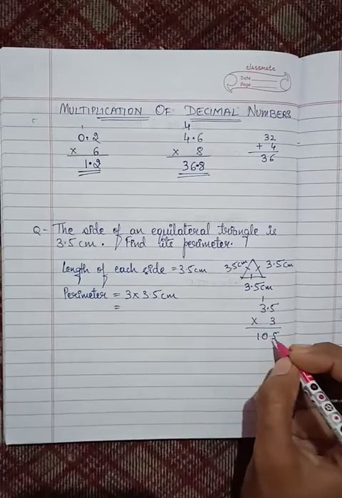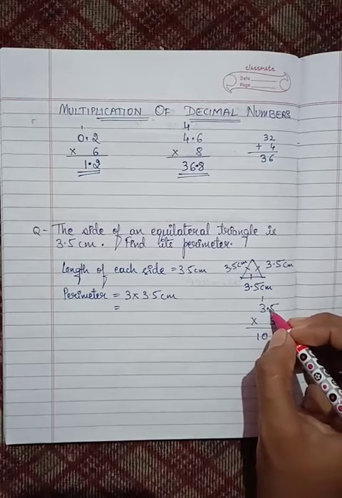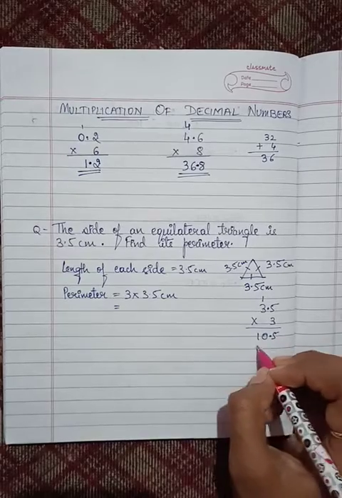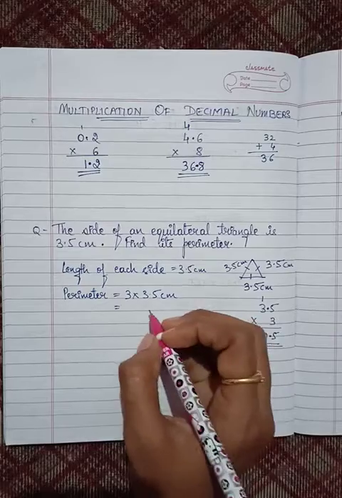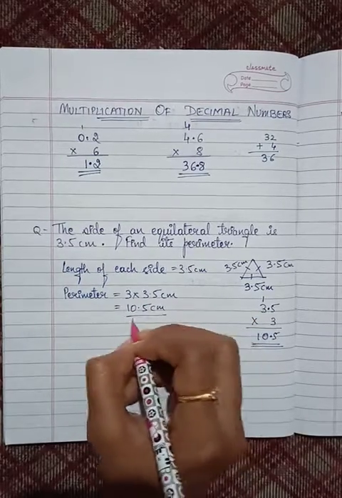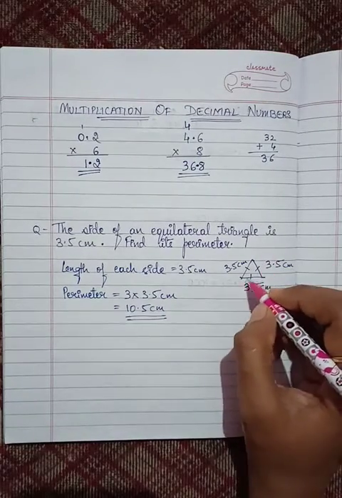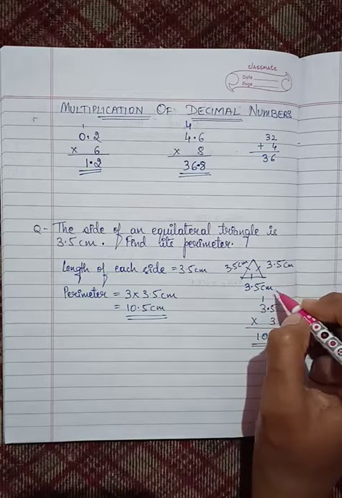Now it's time for me to mark the decimal point. So there is one digit after the decimal point. So here I am marking again one digit after the decimal point. So 10.5 is my answer. 10.5 centimeter is the perimeter of this equilateral triangle, which measures 3.5 centimeter on each side.